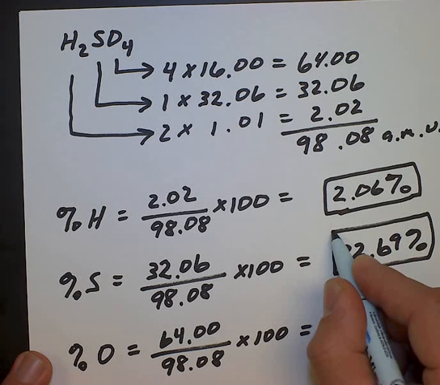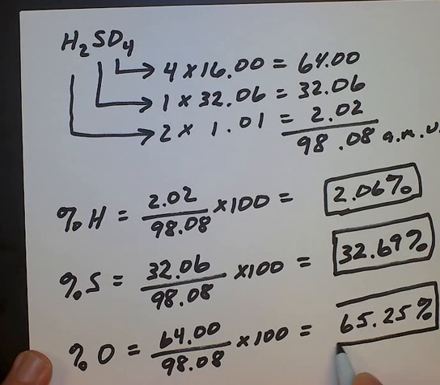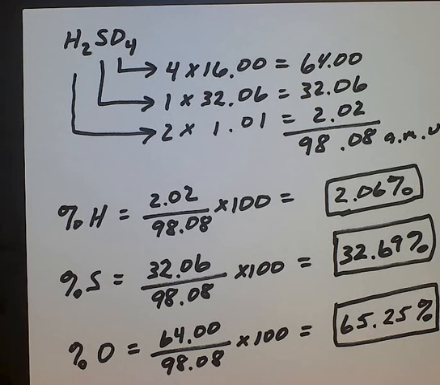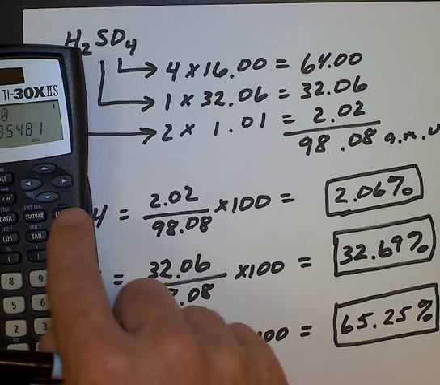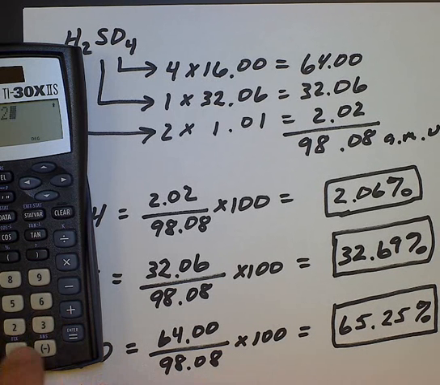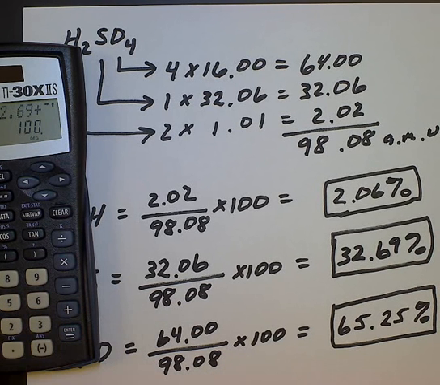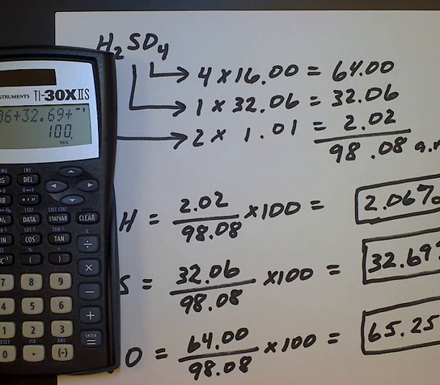Hydrogen contributes 2.06% of the mass, sulfur is 32.69%, and oxygen is 65.25%. Now when you add up your percentages, they should come out very close to 100. May not be exactly 100 because of rounding. Look at that, that one does come out exactly to 100. So that's a good way to check your answers. When you get the percentages, add them all up and make sure they are at 100 or maybe within a tenth or so.